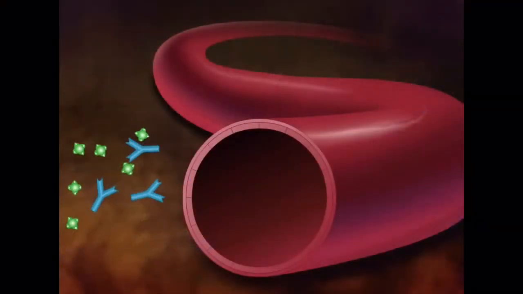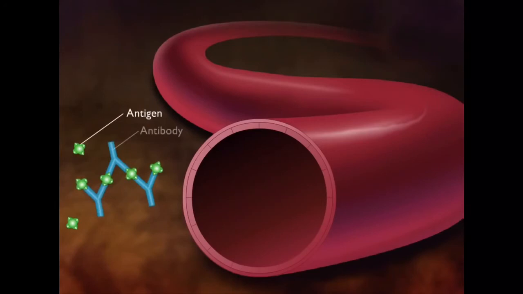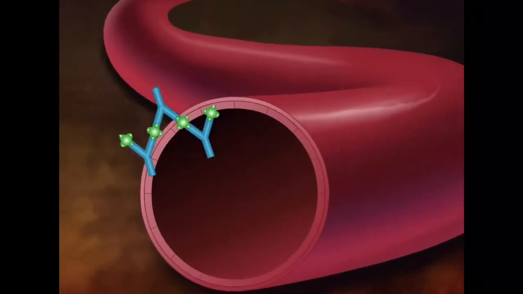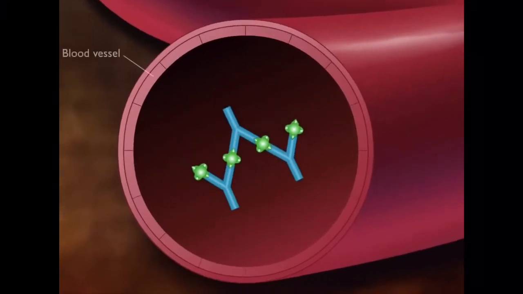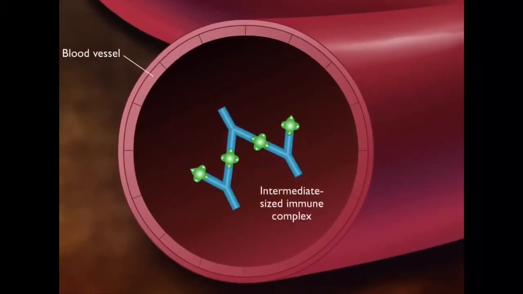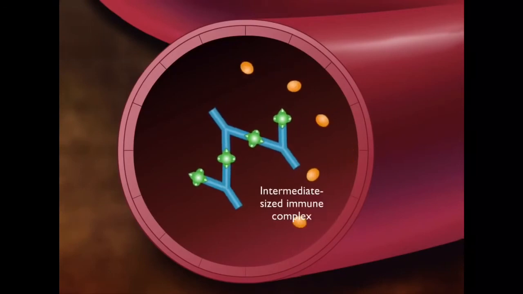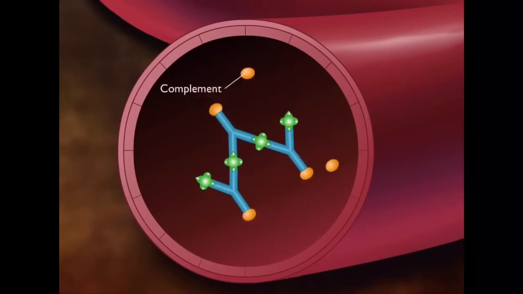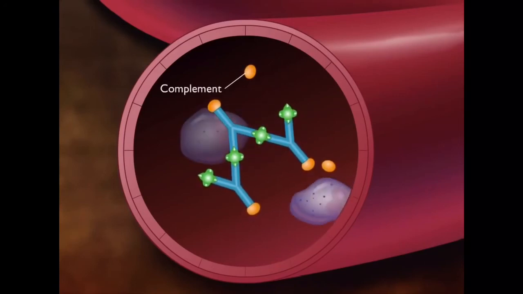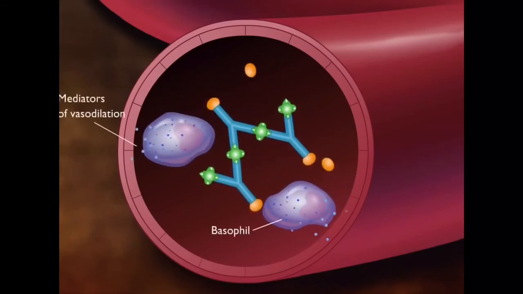Immune complexes consist of antigens and antibodies bound together. Although large immune complexes are engulfed by phagocytes and removed, intermediate-sized immune complexes are not readily removed. These intermediate complexes react with and activate complement. For example, complement activation in blood vessels causes basophils to degranulate, which causes vasodilation.